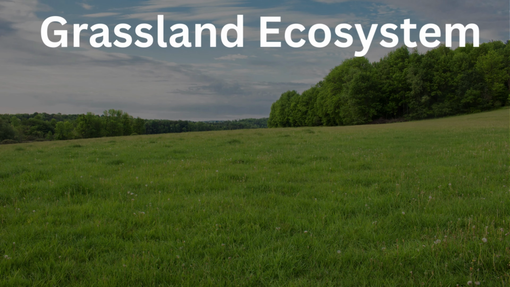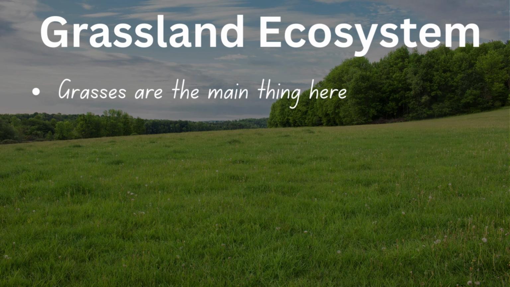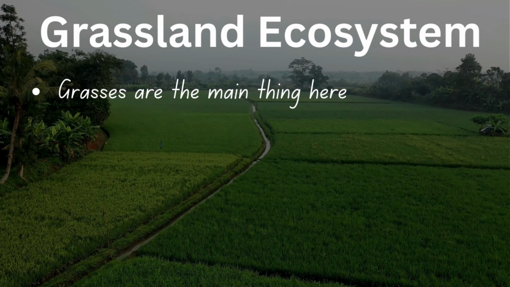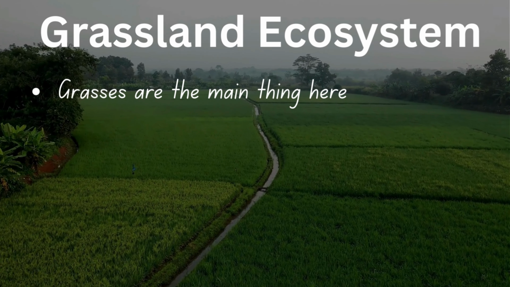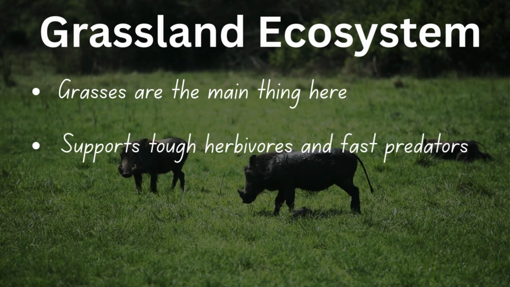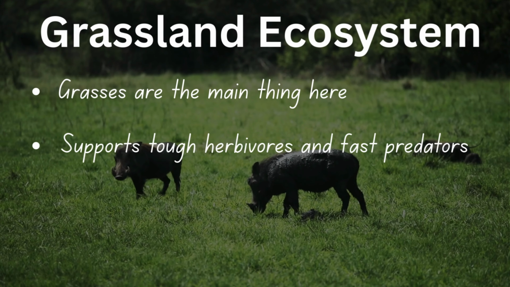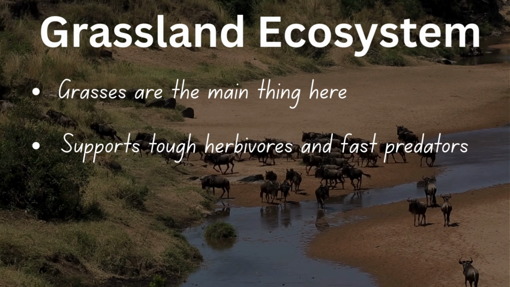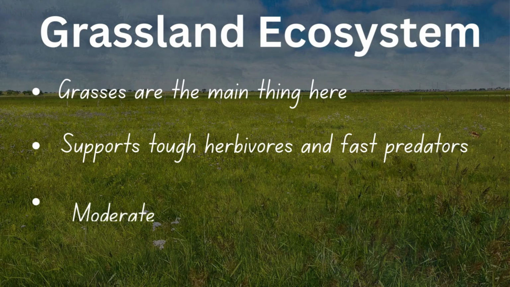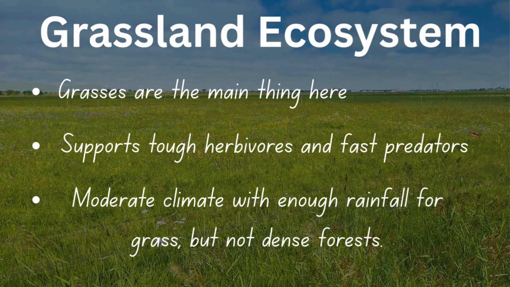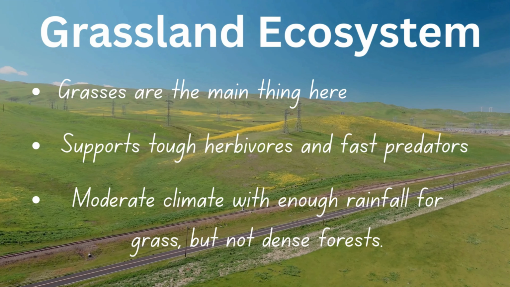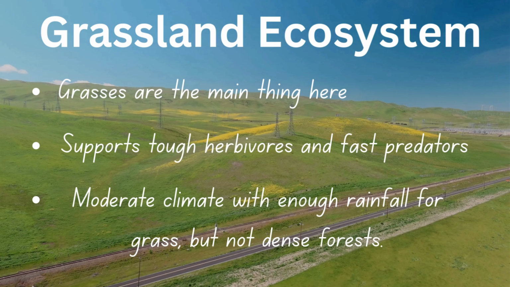Like the name suggests, grasses are the main thing here, and trees are either just scattered here and there or barely around at all. These areas are home to some of the toughest herbivores you can imagine, and of course, the fastest predators chasing them. The climate is pretty moderate. There's enough rain for the grasses to grow, but not enough to let thick forests take over.